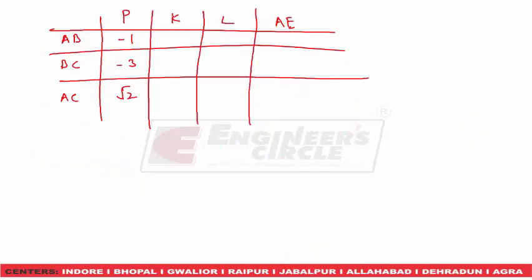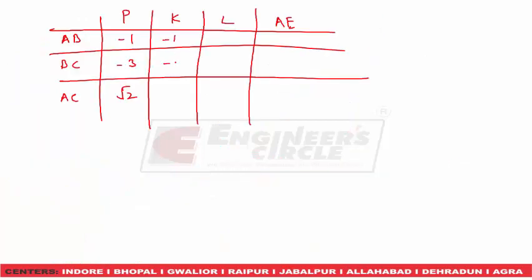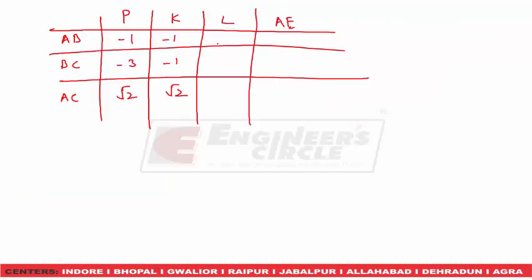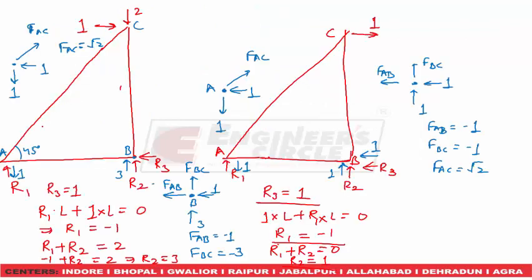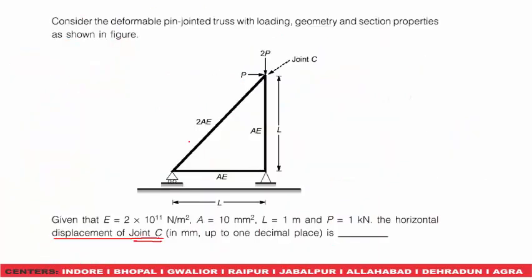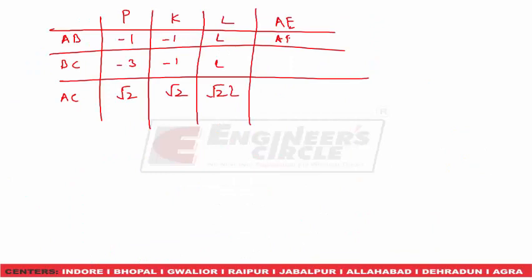Now the force due to unit load: FAB is minus 1, BC is minus 1, and AC is root 2. The lengths of members AB and BC are L and L, and member AC is root 2 L. For AE, the values are AE for AB, AE for BC, and 2AE for AC.